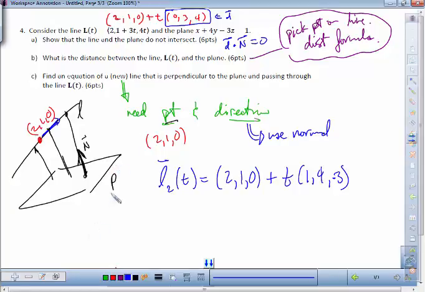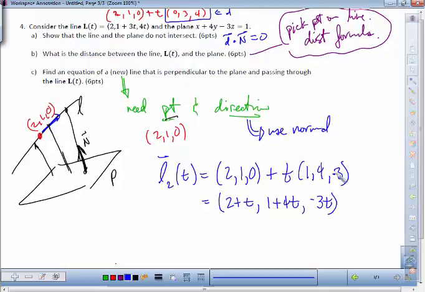So if we're going to write it, this is in vector form. We can write it in parametric form. 2 plus t, 1 plus 4t, 0 minus 3t. So the x, the y, and the z in parametric form.